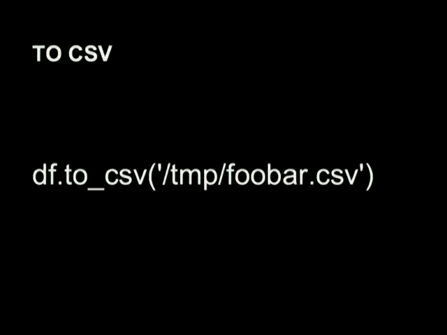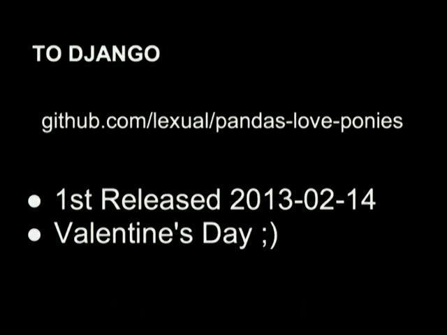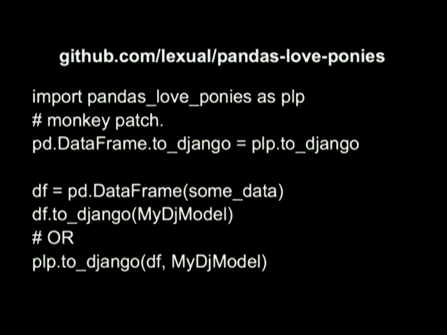And that's how hard it is to write your data back out to a CSV file. So I've written a library called Pandas Loves Ponies. It was released on Valentine's Day this year, and this is getting data from a data frame into Django. And it's that easy. Install my library, create a data frame, and then call to Django data frame. It figures out all your field names, matches it up to the columns. It'll do a bulk create to make it fast if you like. If you give it the update flag, it will update ones that match your data.